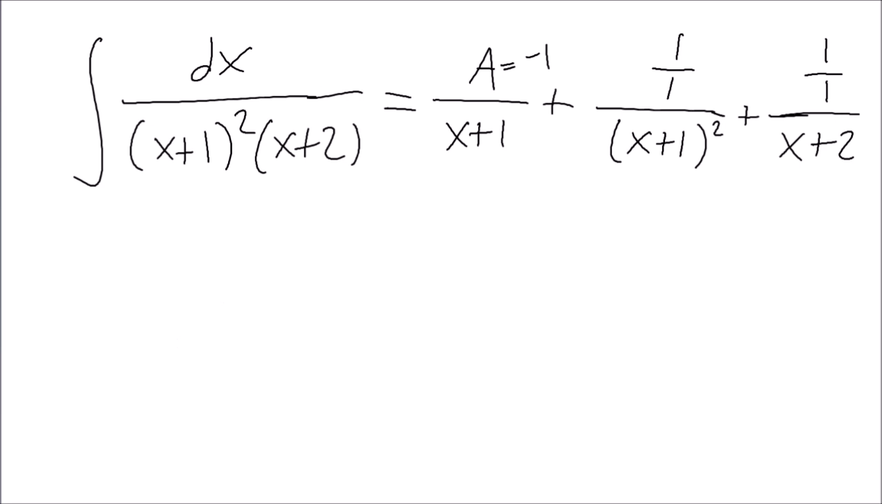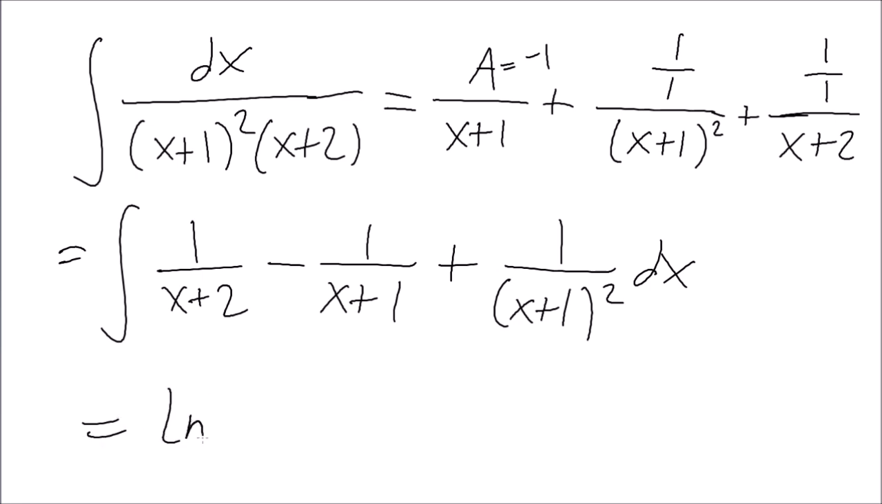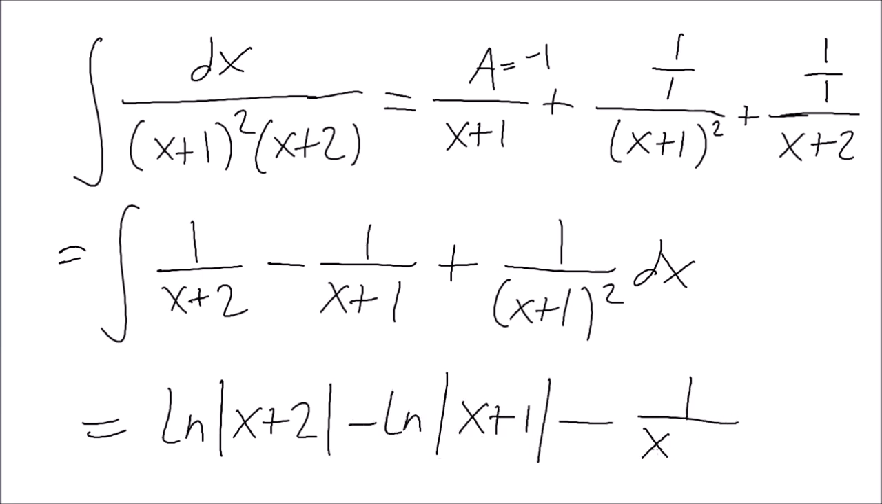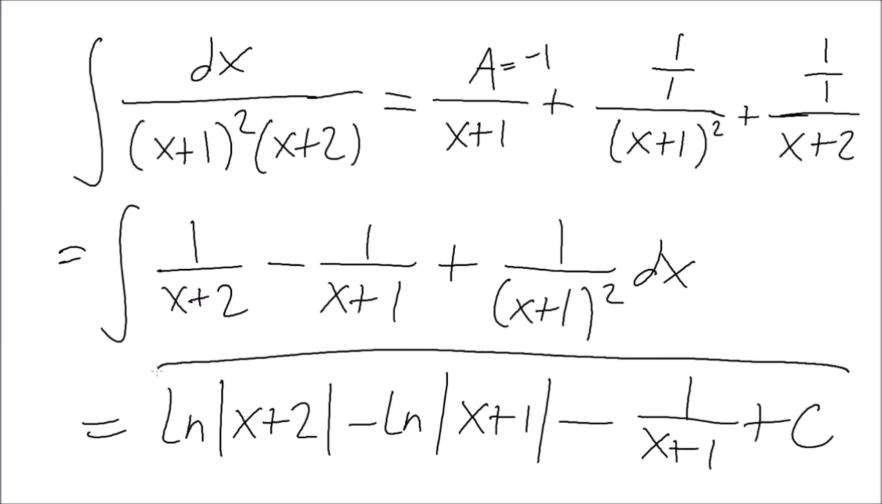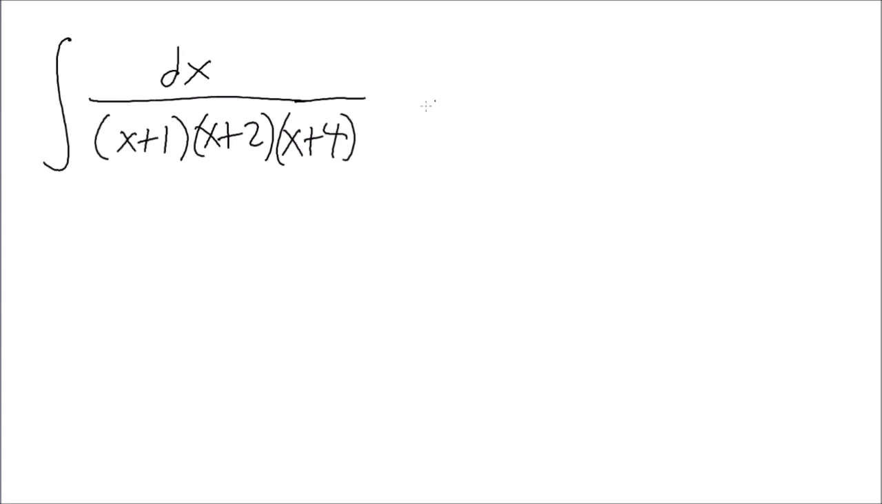So we'll go ahead and have everything all lined up. Integral of 1 over x plus 2, minus 1 over x plus 1, minus 1 over x plus 1 squared, dx. Cool, we just go ahead and integrate it. Ln of x plus 2 minus ln of x plus 1 minus 1 over x plus 1 plus c. And we're done.